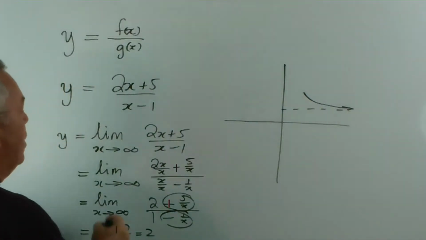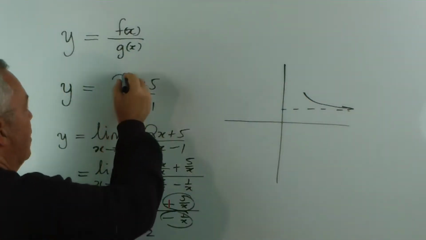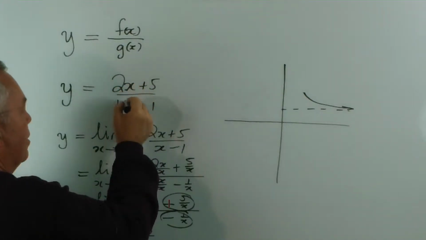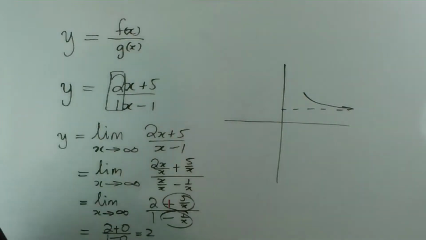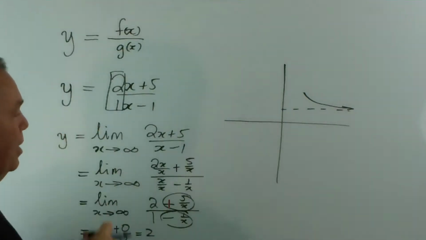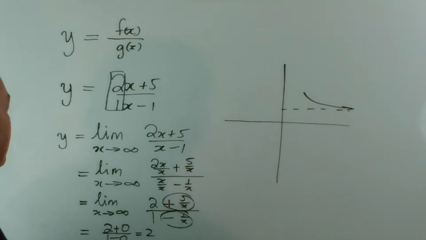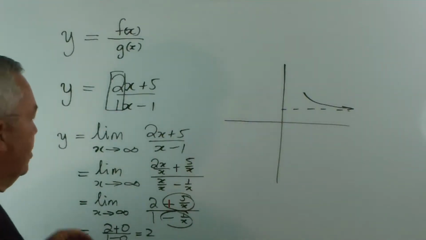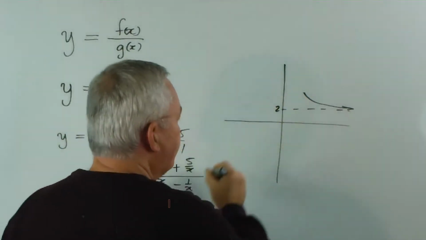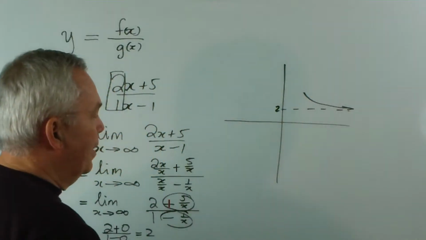Now the shortcut for looking at it is to simply look at the ratio of the coefficients of x on the top and the bottom, 2 over 1. And that's the shortcut. So you should be able to look at these and find the horizontal asymptote quite easily. So here y equals 2 would be the asymptote.